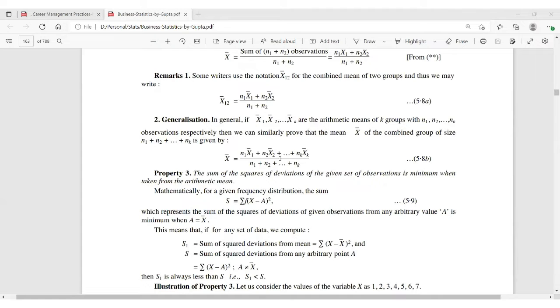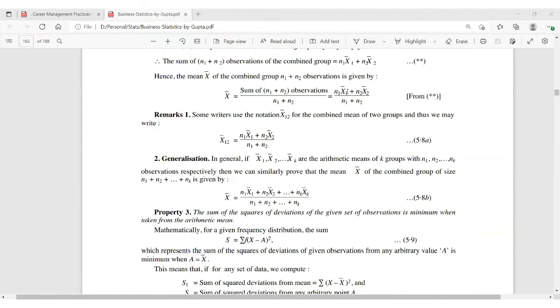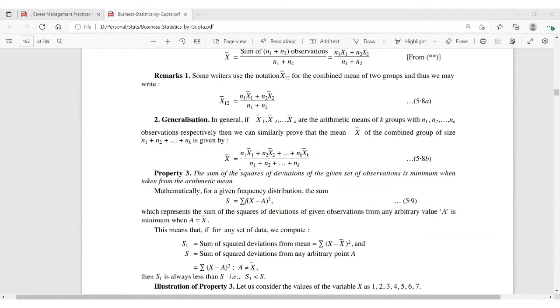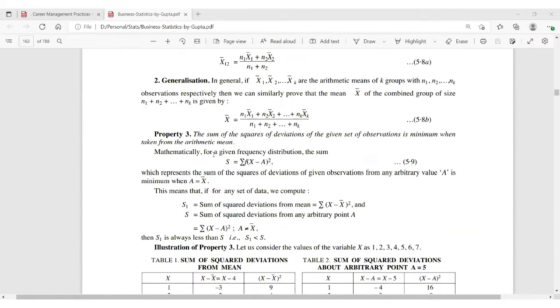In a similar way, if there are three series, then we write N1 x1 bar plus N2 x2 bar plus N3 x3 bar upon N1 plus N2 plus N3. We generalize this for n series: N1 x1 bar plus N2 x2 bar up to however many series are given, upon N1 plus N2 up to Nk.